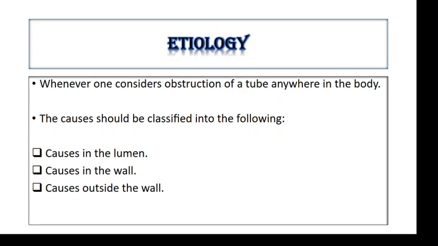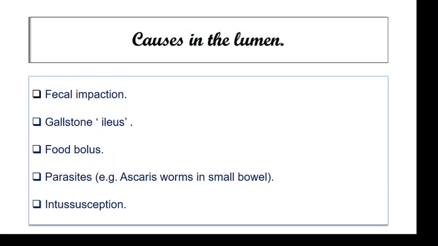According to the etiological factor, when we consider any luminal structure or tube anywhere in the body, the causes of obstruction of such a structure are either within the lumen, in the wall, or from outside the wall. So it can be classified according to etiology into three types.